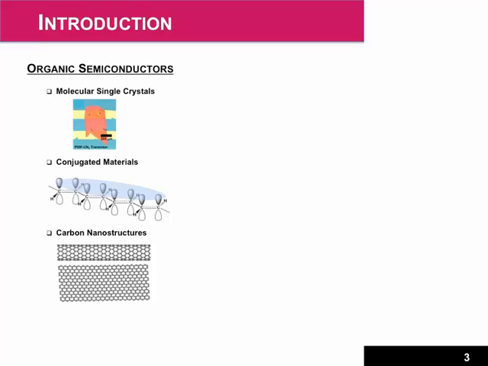So instead of using inorganic semiconductors, it is possible to use organic ones, and although it's often thought that plastics are non-conducting materials, it is actually possible to have organics that are semiconductors, such as molecular crystals, conjugated materials, or carbon nanotubes. And I'm actually most interested in the conjugated materials.